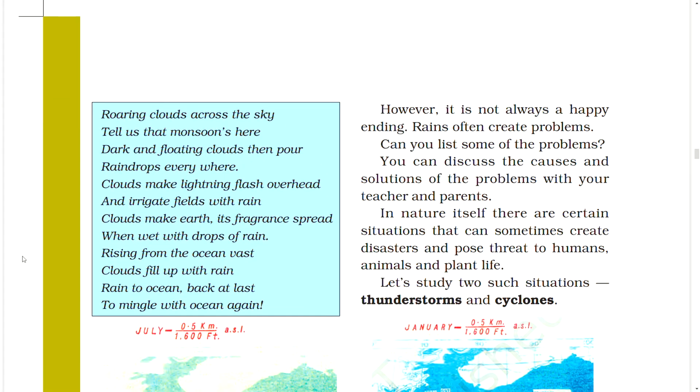However, it is not always a happy ending. Rains often create problems. Can you list some of the problems? You can discuss the causes and solutions of the problems with your teacher and parents. In nature itself, there are certain situations that can sometimes create disaster and pose threat to humans, animals and plant life. Let's study two such situations, thunderstorms and cyclones.